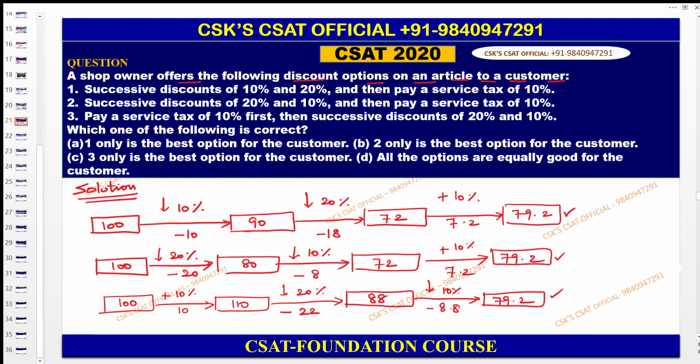Now go with the option one. Is there a best option? No, since they are equally paying. All the options are equally good for the customer, so that would be the correct answer, since 2 is also not giving more, 3 is also not giving more, so therefore all the options are equally good for the customer. If you are having any doubt, you can ask. Understood means we'll move on to the next question. Shall we move on to the next one?